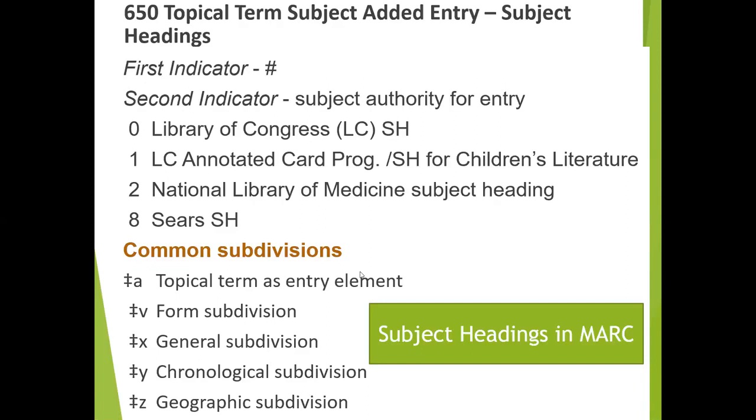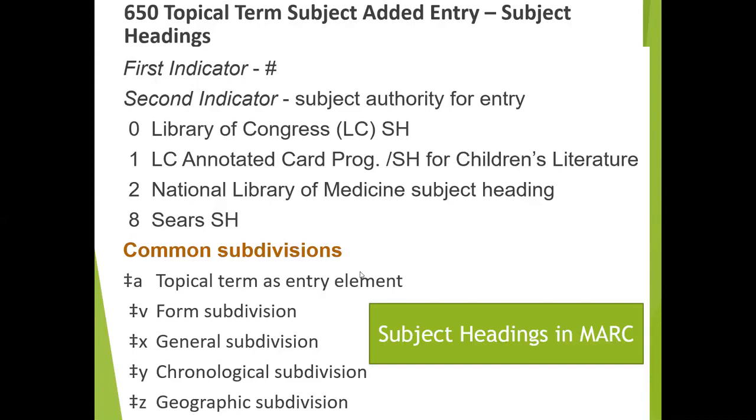And then the indicators, and we talked much more about this, so we're just reviewing this time. The first indicator is blank, that can be denoted as this funky b or a pound sign. And then our second indicator tells us where that authority is coming from. Are we using a Library of Congress subject heading? Are we using a MeSH, National Library of Medicine subject heading? And if so, we're going to use the correct indicator to correspond to the term we're using.